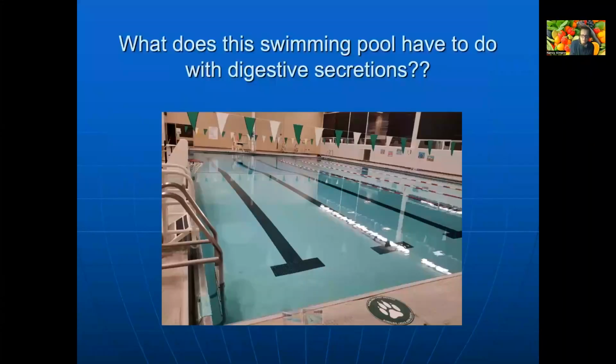So this is a swimming pool. What does it have to do with digestive secretions? If you remember the bit about saliva, we produce even more digestive secretions than we do saliva during our lifetime. We produce about 2 Olympic-sized swimming pools full of digestive secretions. The body is just so delightful.